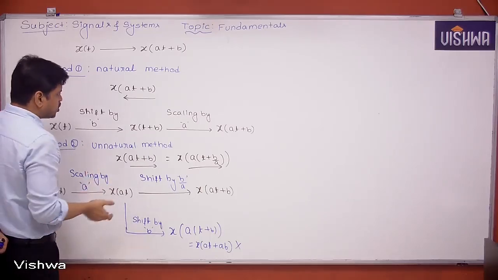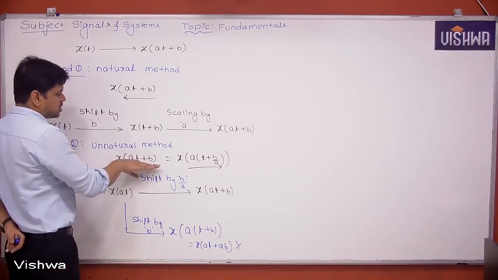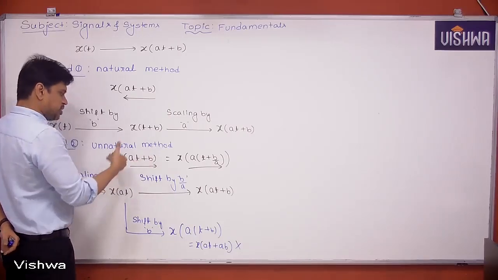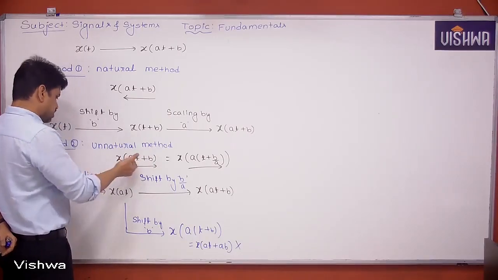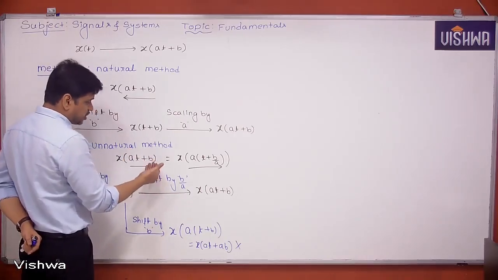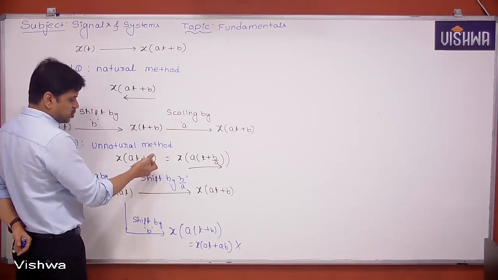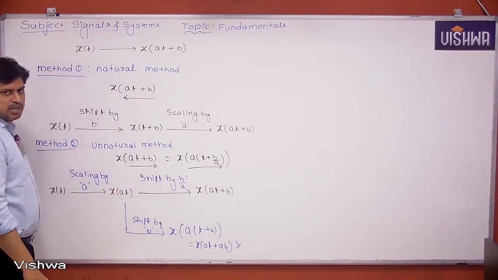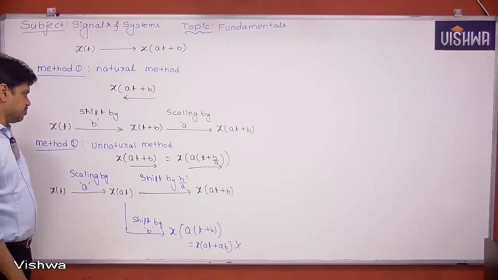But in the unnatural method, we will go in this direction. First scaling, then shifting. How much scaling do we have to do? The same way, a is the scaling factor. Then how much do we have to shift? It is not b here, it has to be b by a. Then only we can get x of at plus b. So it is not b, it is b by a.